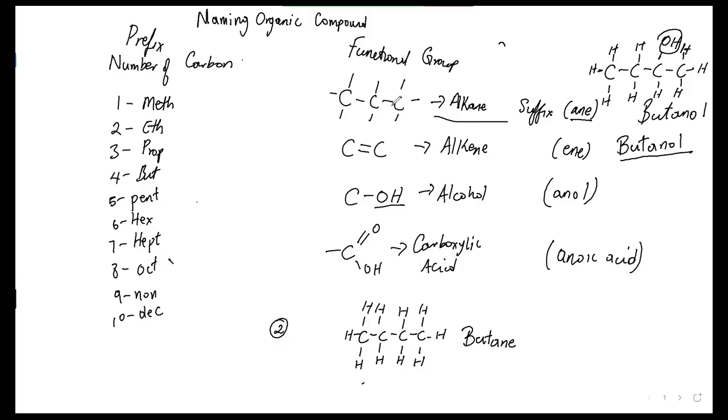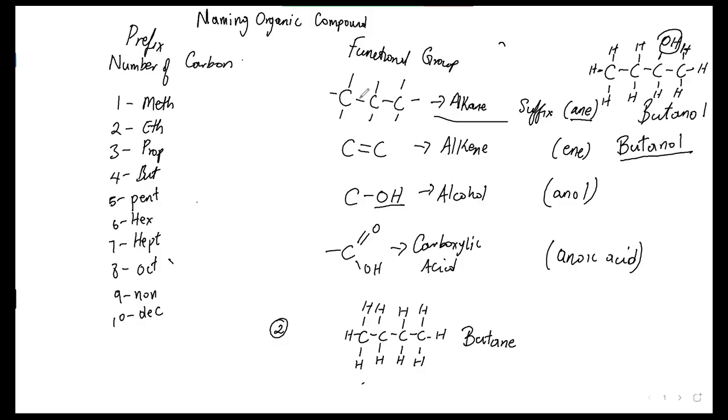So this is what we mean by functional group. The functional group is a type of bond or atom or group of atoms that gives a compound its function, or it basically tells how something will react. It is responsible for the chemical properties of that compound.